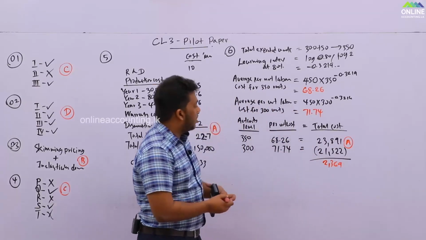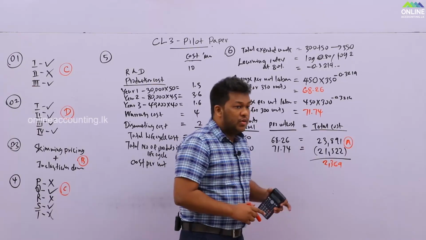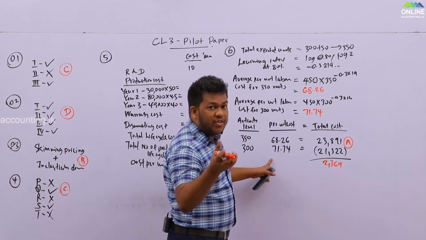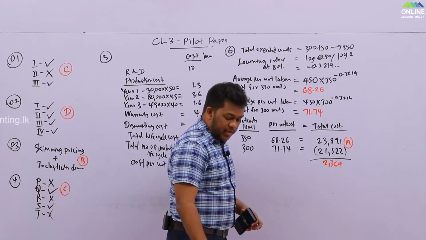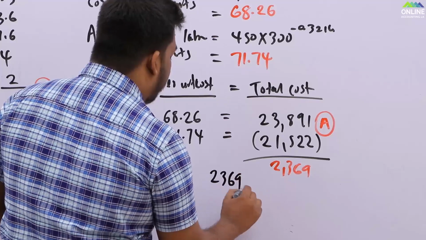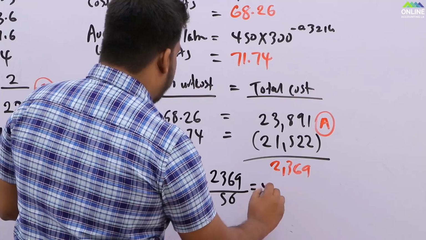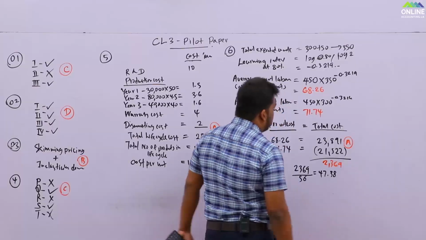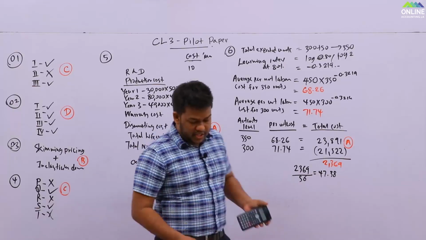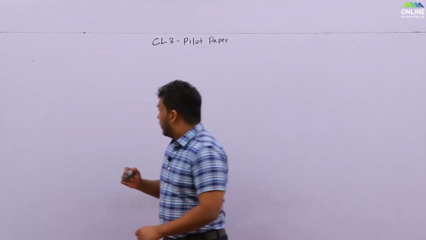Now just for thinking, if they are asking the per unit cost of the next month when they are producing 50 units, how to calculate? That is this 2369 divided by 50. So in that case, it would be 47.38. Right? So you have to get like that. So that is the end of 6th question. So we'll move to the 7th one. The question 7.